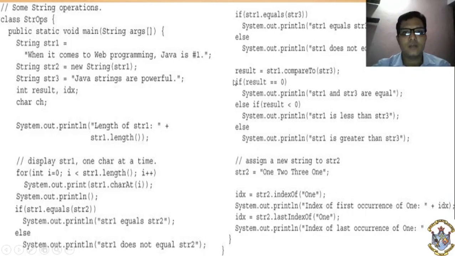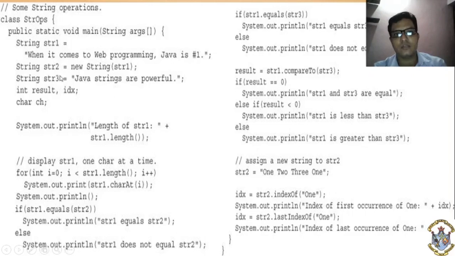Now I am coming here. result = str1.compareTo(str3). In str1 it starts with w, and in str3 it starts with j. It will compare according to the ASCII value. We are familiar with that. Based on that value, it compares, and this if-else block will be executed. Whether w is greater than j, so it will return a positive value, right? So it displays "str1 is greater than str3". Got it?